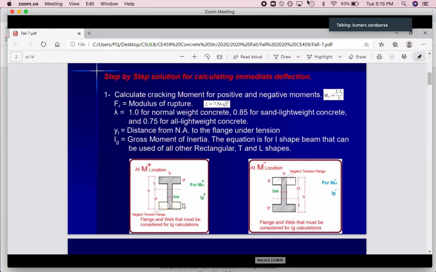Uncracked. Why? Because this is actually a simplified calculation for deflection, and with all these assumptions, we are getting closer to the final, real answer. And we have to do this.